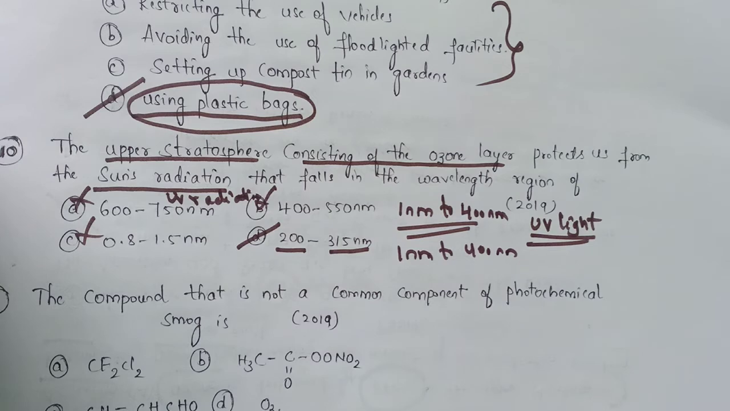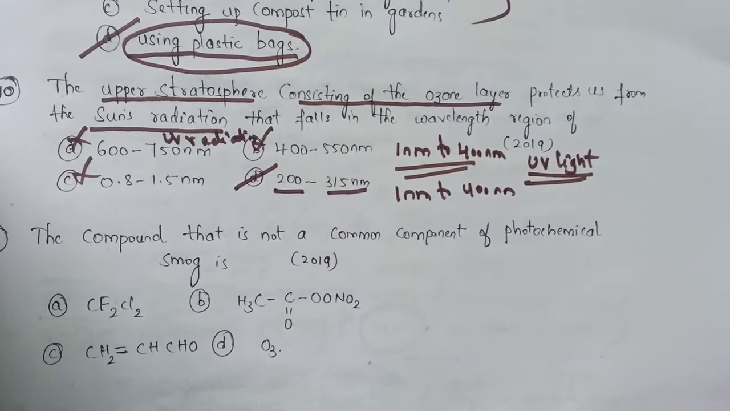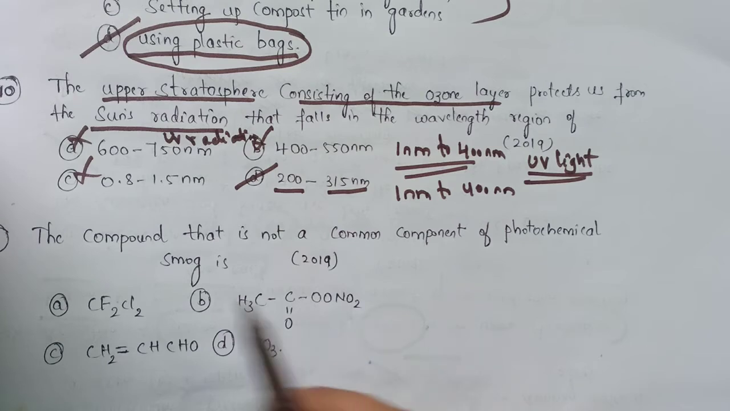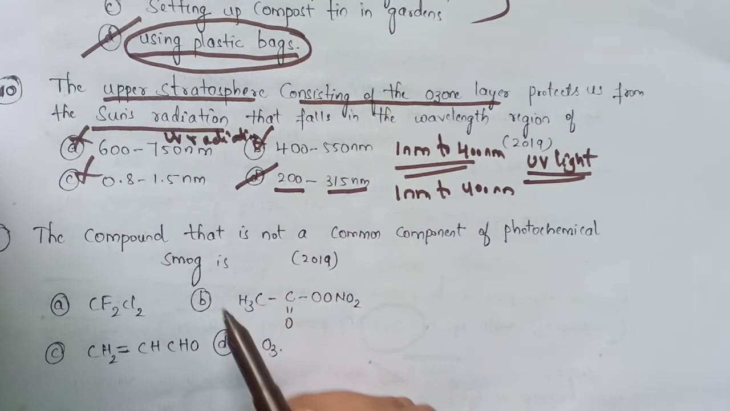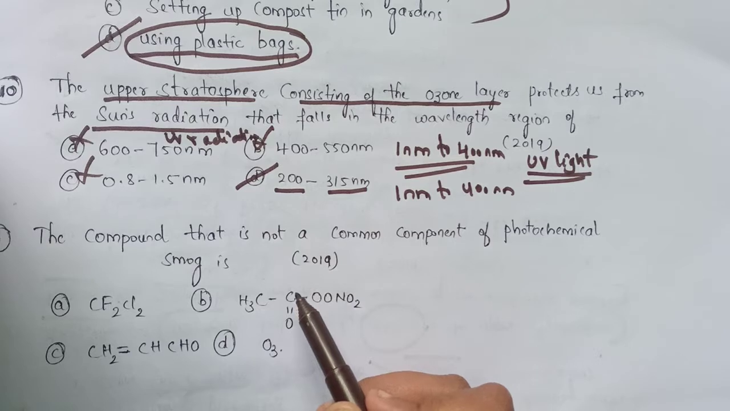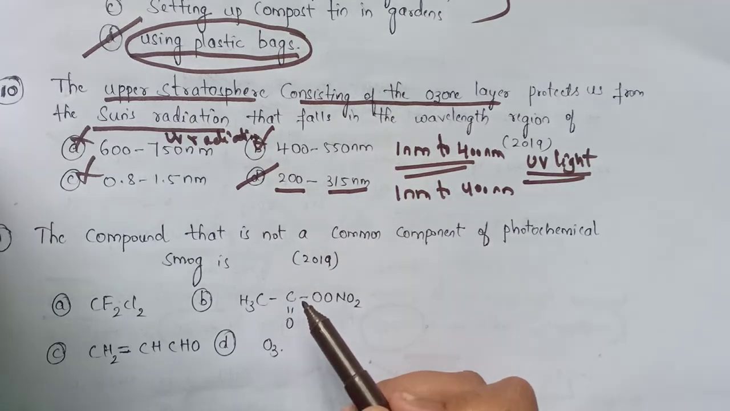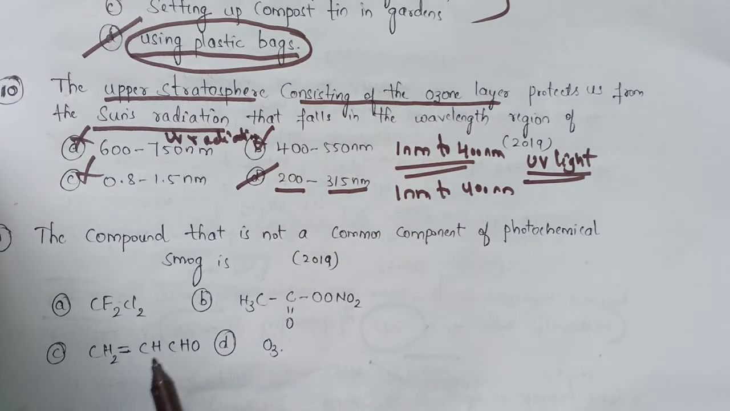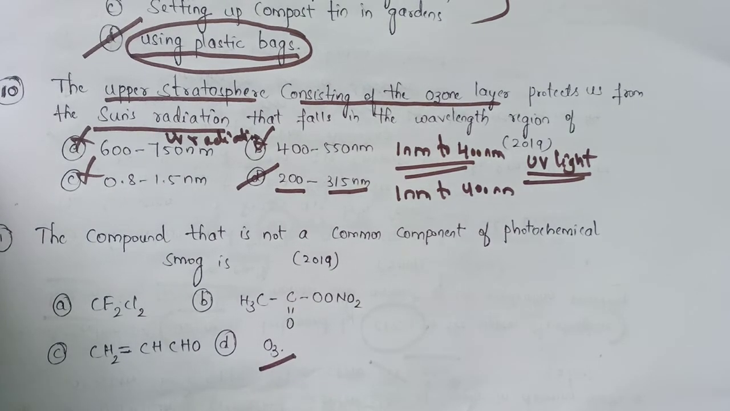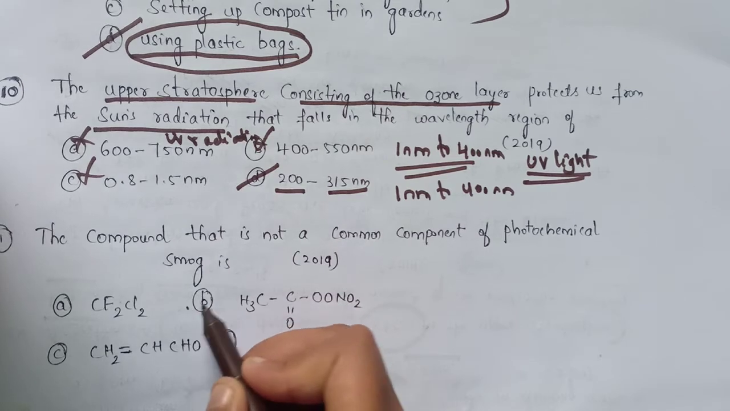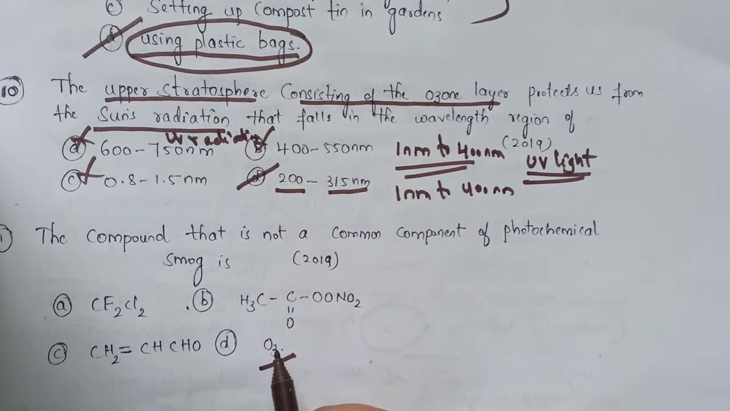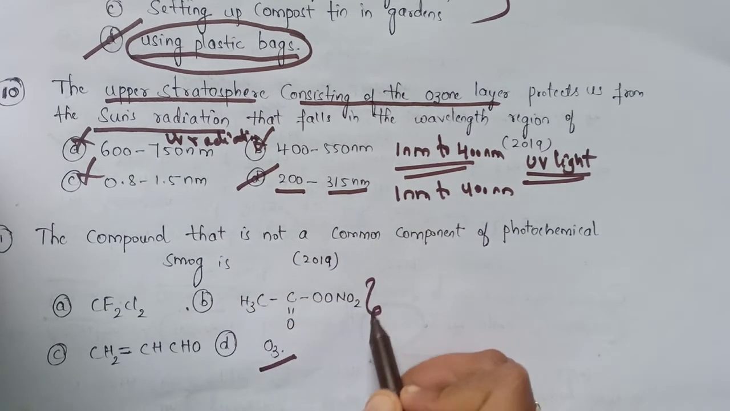Now the 11th question: the compound that is not a common component of photochemical smog is option A, CF2Cl2. Option B is PAN, that is peroxyacetyl nitrate, option C is acrolein, and option D is ozone. So consider options B, C, D. These are the common components of photochemical smog.